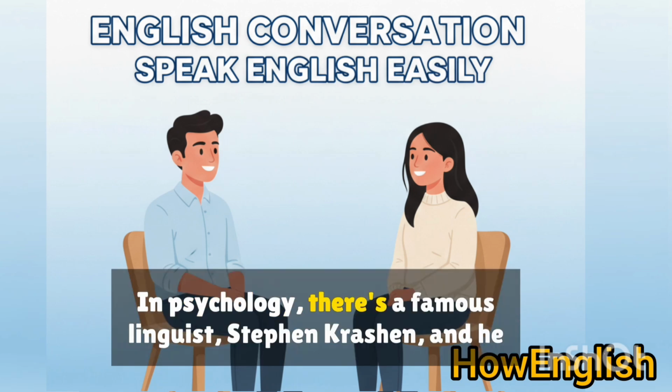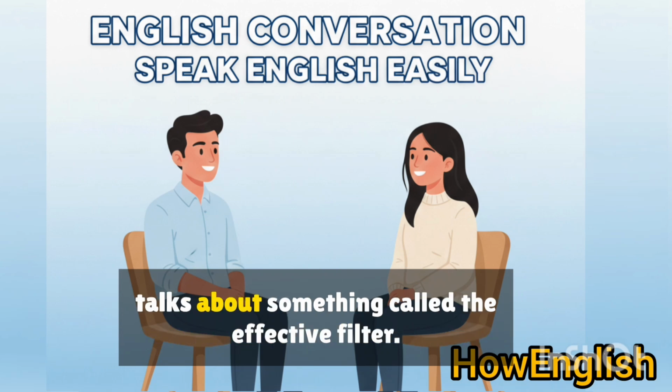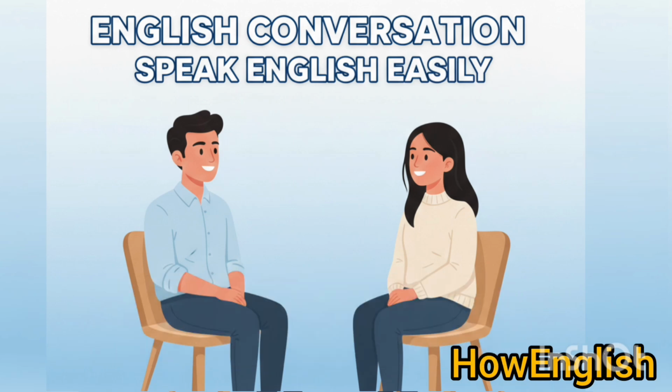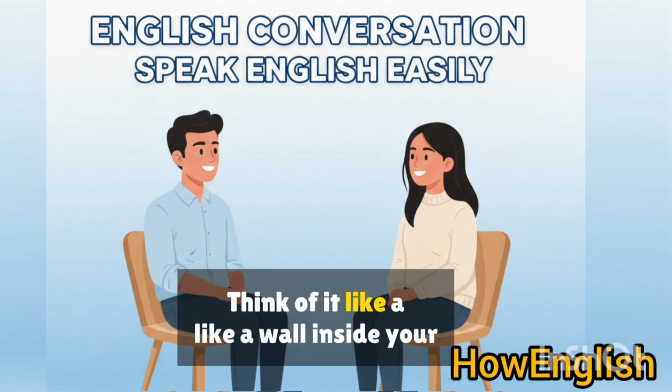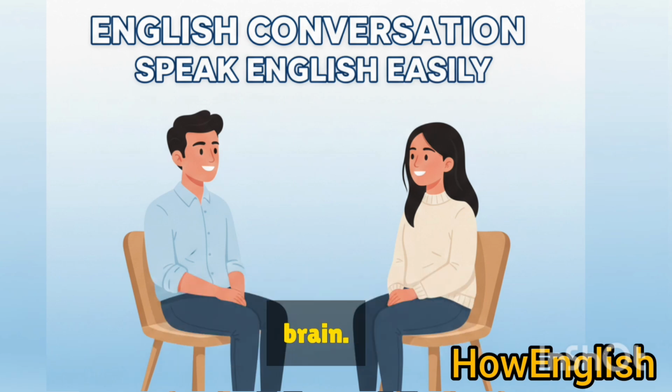In psychology, there's a famous linguist, Stephen Krashen, and he talks about something called the affective filter. That sounds very technical. What's an affective filter? It's actually really simple. Think of it like a wall inside your brain. Okay, a wall.